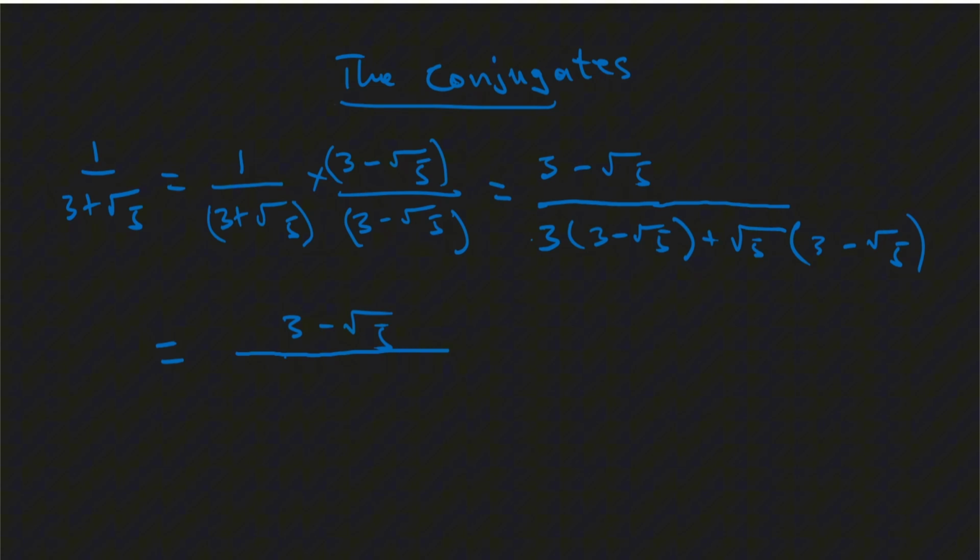over 3 times 3 is going to give us 9 minus 3 times root 5 is going to give us minus 3 root 5. We haven't finished. Let's go to root 5 times 3. So it's going to give us plus 3 root 5.